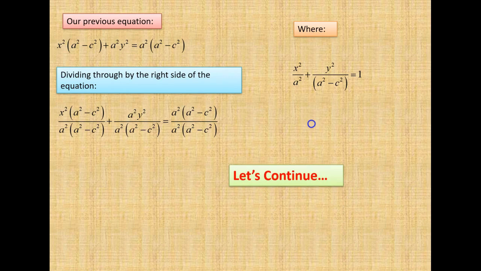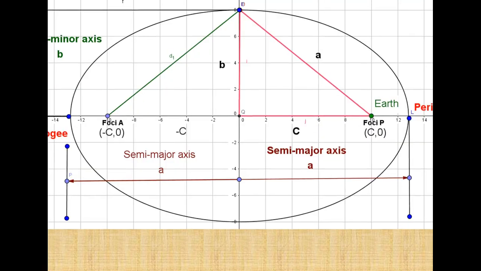Let's continue. Okay, here's our ellipse. And what I've done is I've taken point D and moved it to the top of the ellipse. In so doing that, we have a right triangle. From the center of the ellipse to the top is our semi-minor axis b. From the center of the ellipse to the first focus, we have our distance c. And from the focus to the top of the ellipse is the semi-major axis a.